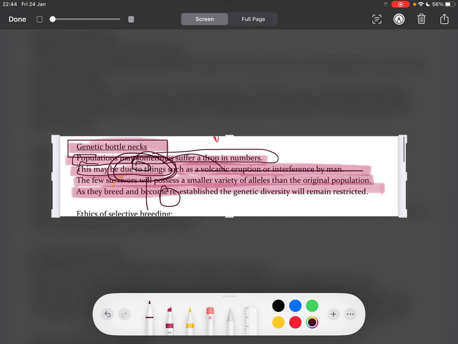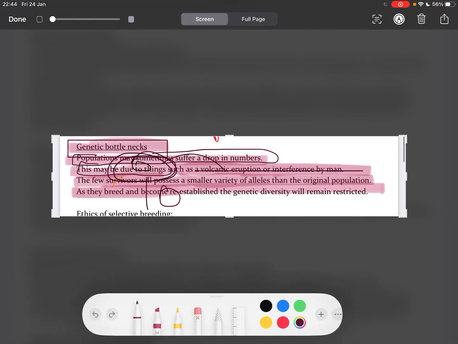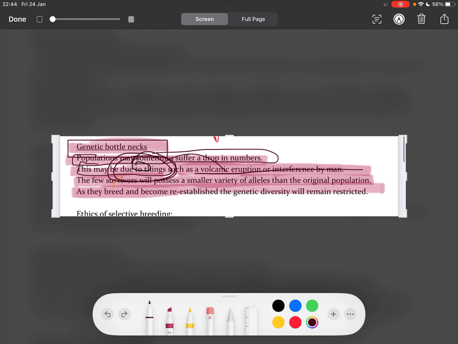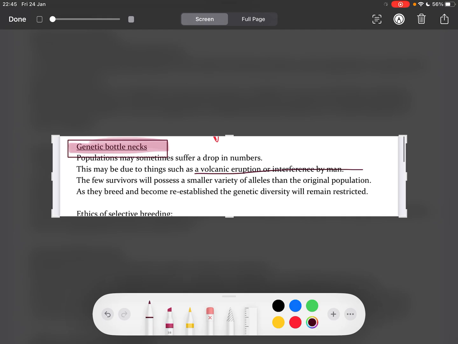For example, there are 100,000 in this population. It drops to 50,000, or 70,000, whatever thousand. Why can this happen? Volcanic eruption, interference by man, whatever. The few survivors, let's say 30,000 that survived, or 50,000, will possess a smaller variety of the alleles than the original population, than the 100,000.